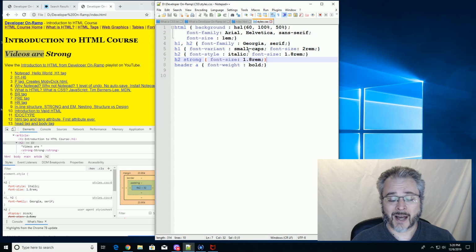But I think in a lot of cases, this REM thing is what we need. All right? Because it's just so easy to calculate, and you can look at it and just sort of instantly know how big that's going to be.